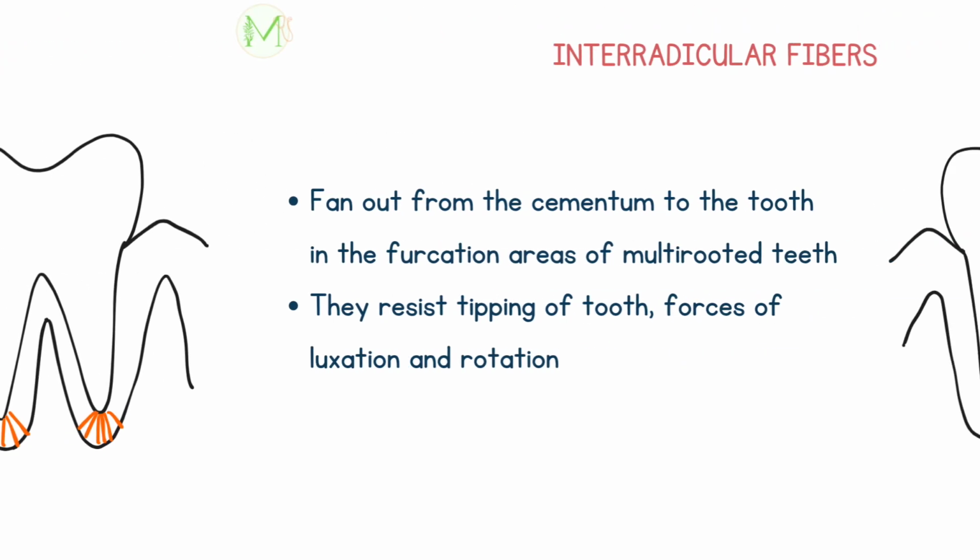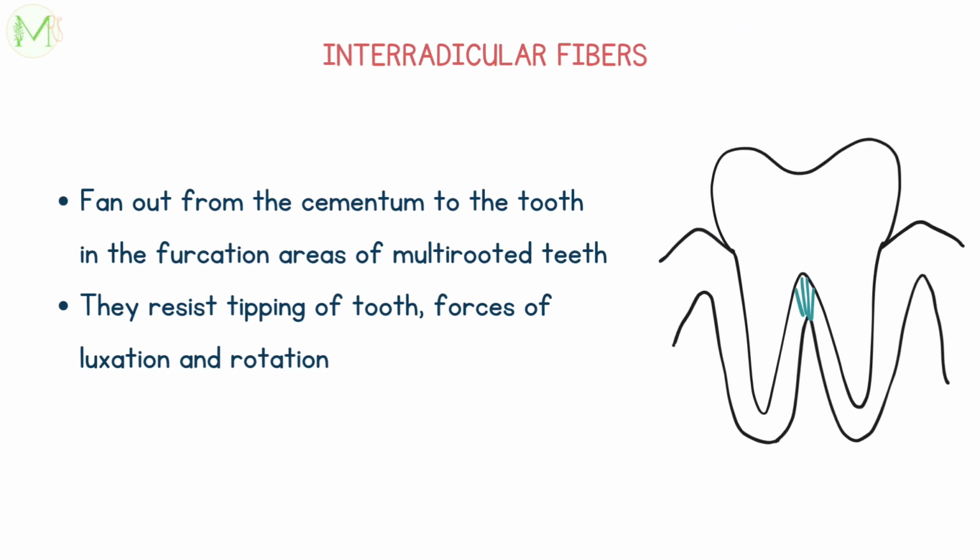The next type is interradicular fibers. The interradicular fibers fan out from the cementum to the tooth in the furcation areas of multi-rooted teeth. They resist tipping of the tooth, forces of luxation and rotation.